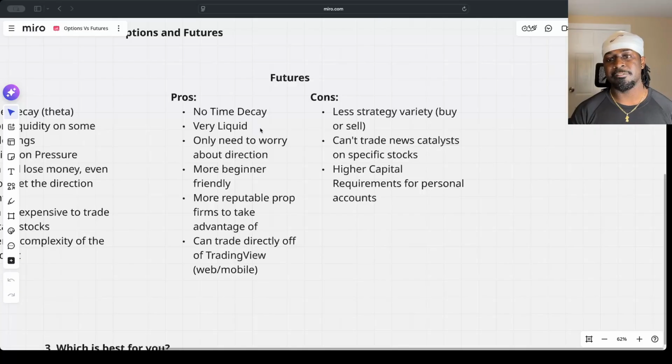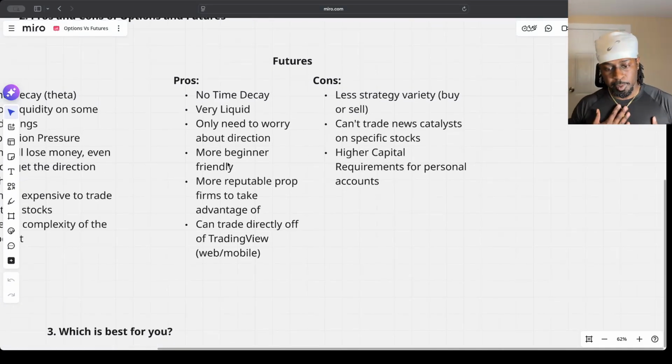Number two, futures are very liquid, right? You don't have to worry about an illiquid option chain or a wide bid-ask spread because the futures market is extremely liquid. You're going to get filled with barely any slippage, all right? So you only need to worry about direction. I said that already. In my opinion, futures are more beginner friendly than options.